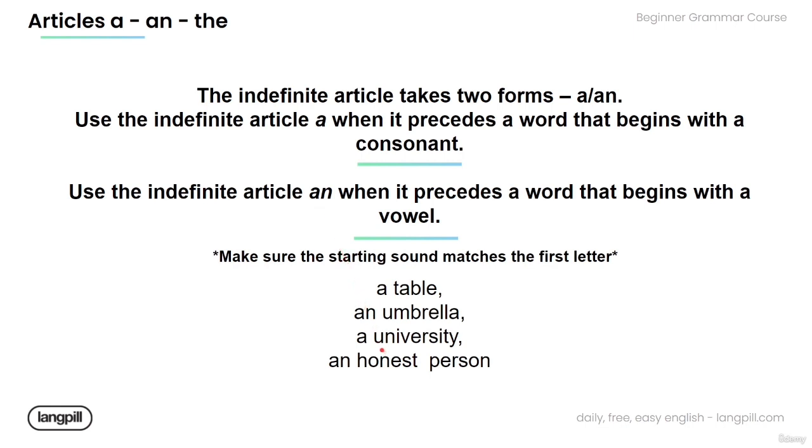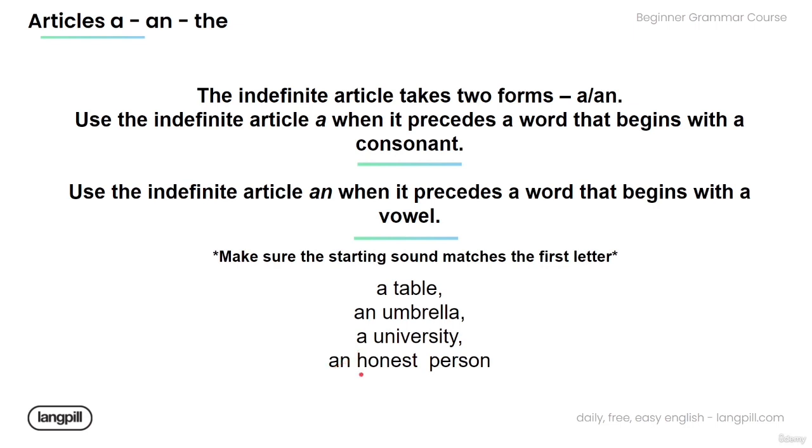Well, when you say the word university, you're saying it almost with a Y sound. University. So that is why we use a, because the sound is not matching the letter, so we can't consider it starting with a vowel. So it's a university because it has that starting sound that is like a Y.